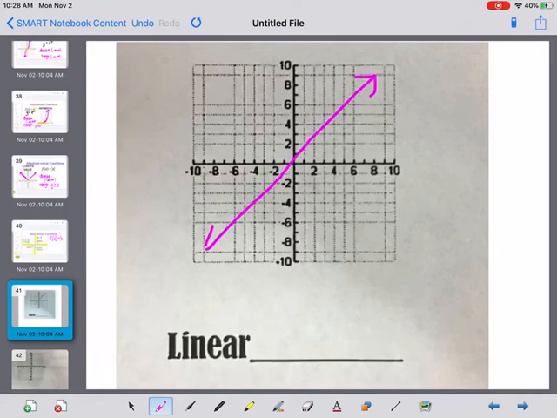And then what is my equation? My equation is f of x equals what? What did I plug into Desmos just to get a line by itself? Do you remember? F of x equals x. Anytime you have x by itself, it's just a line. So let's go to the next one.